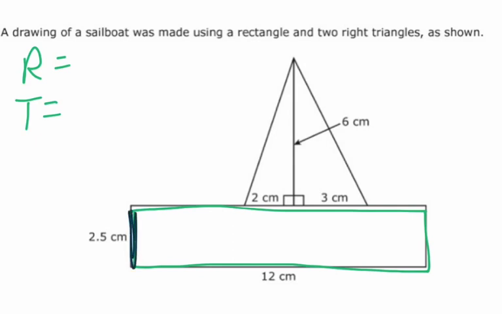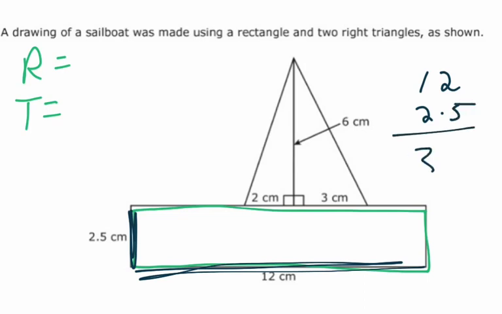The width is 2.5. The length is 12, so it's just length times width, so 12 times 2.5. That's going to get you 30. Worked it out prior to, and so the rectangle area is 30.